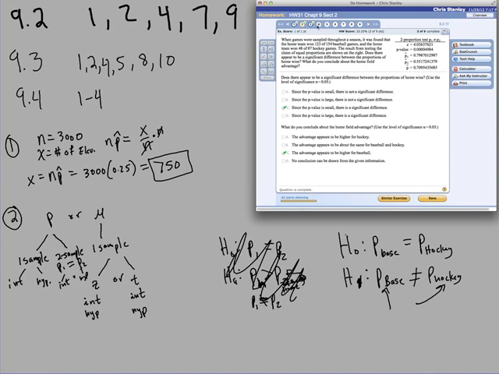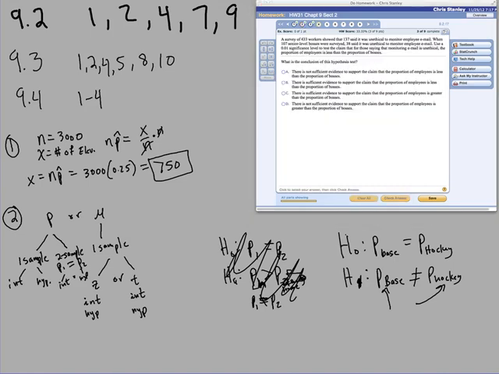Okay, let's go on to number 4. This is number 4 from 9.2. Whenever you're doing these problems, you have to go through this process. Do you think it's a 1 sample or a 2 sample? Right off the bat, we should be able to pick that up. And is it a percent or a mean? This is my process: 1 or 2 samples.